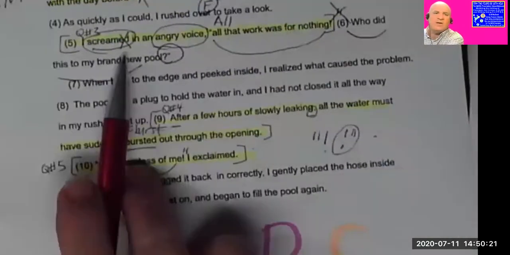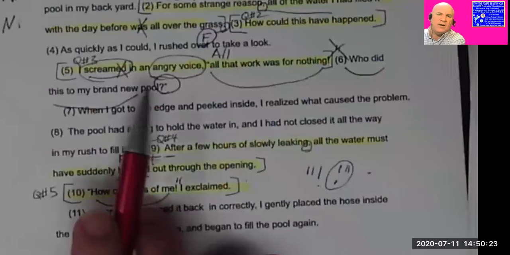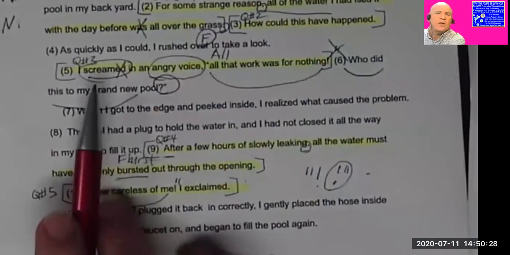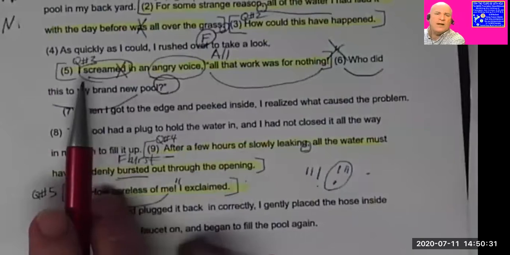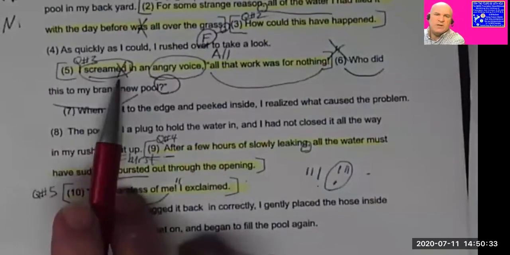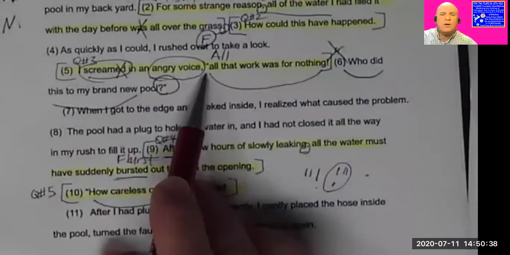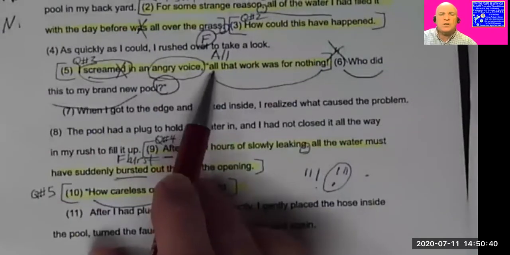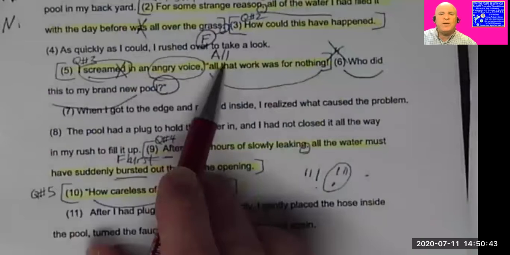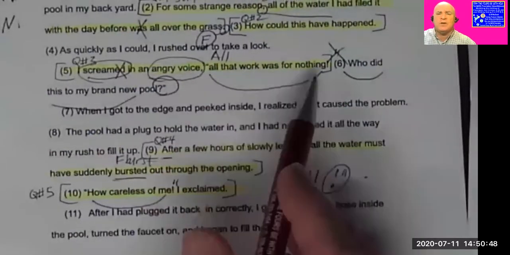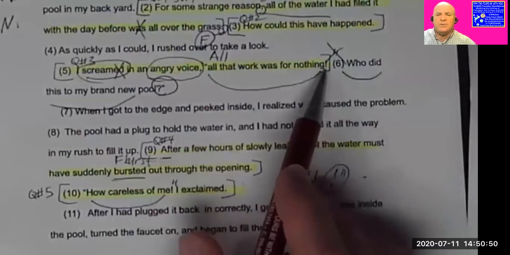There's sentence 5. As you can see, we have an opening bracket and a closing bracket. Sentence 5, capital I screamed, past tense, in an angry voice, comma, quotation, capital. We need to have a capital at the beginning of dialogue. All that work was for nothing. Closing. Gotta close this sentence because we're done with our complete thought.